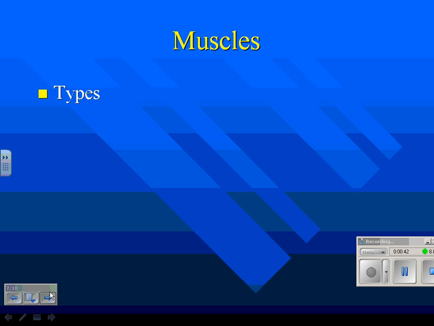There are three types of muscles, and maybe you already know this. The first type is cardiac muscle. Cardiac muscle does not use bones. Cardiac muscle is found in the heart only. The interesting thing about cardiac muscle is that it beats on its own. It needs no signal from the brain to beat on its own.